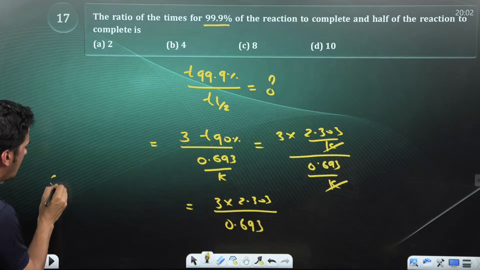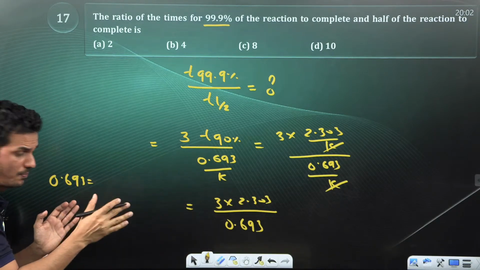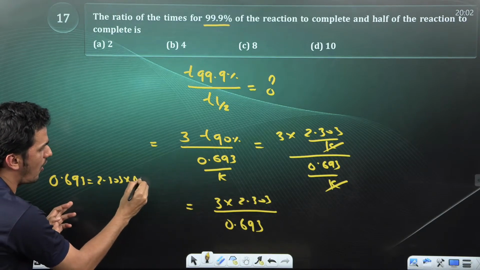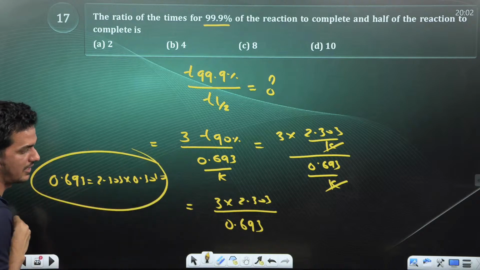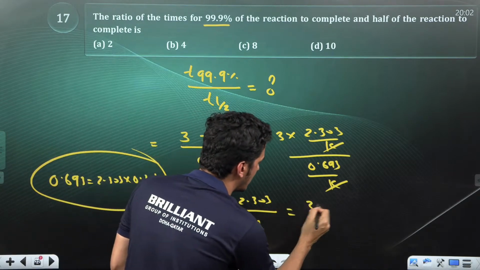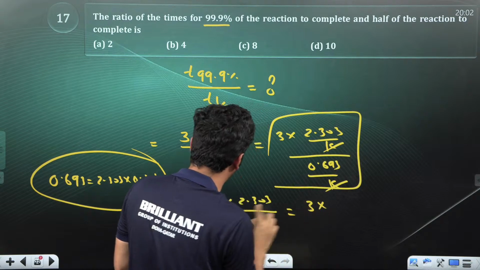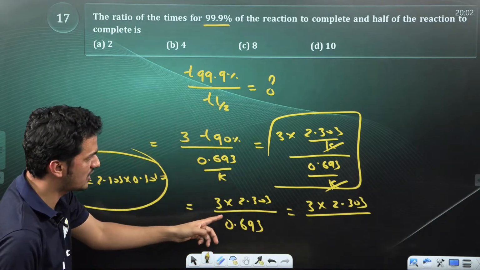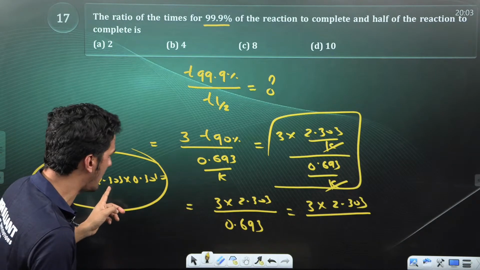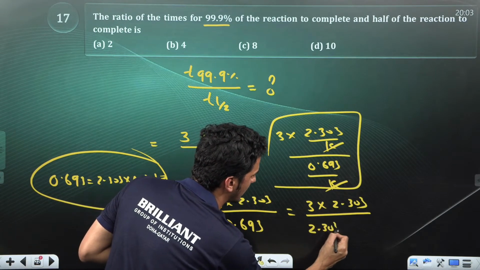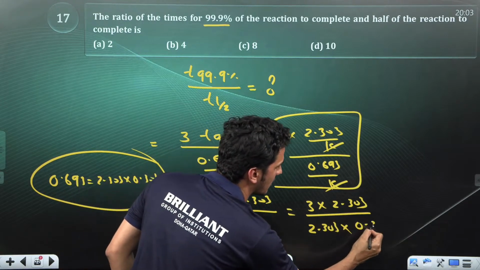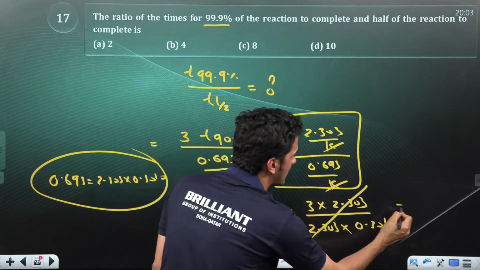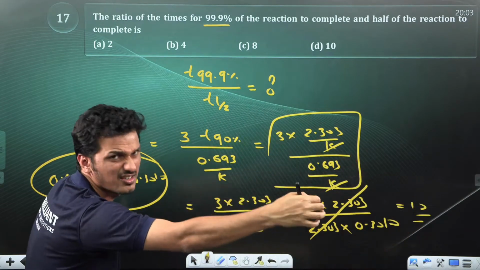How are we getting this 0.693? During the derivation you learned that 0.693 is actually 2.303 into 0.3010. So instead of 0.693 you can write 3 into 2.303 by 2.303 into 0.3010. You can cancel this one. Then 3 by 0.3 means 10 is the answer, approximately 10 point something.